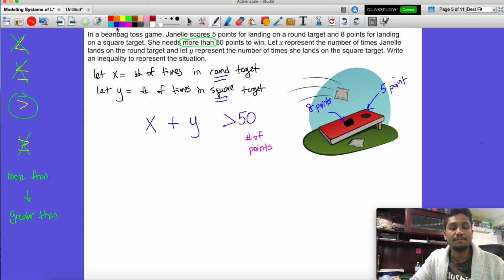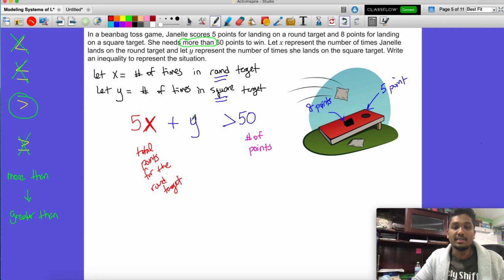So what I'm missing is the number of points that you get per chance, each time that you put it in here. So this gives you the total points for the round target. Okay, and I know that you're eagerly thinking, okay, so this is 8y, right? But make sure you understand why it's 8y.